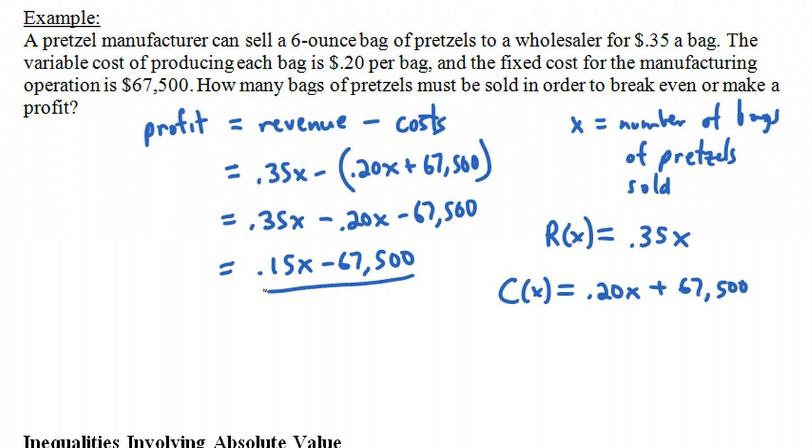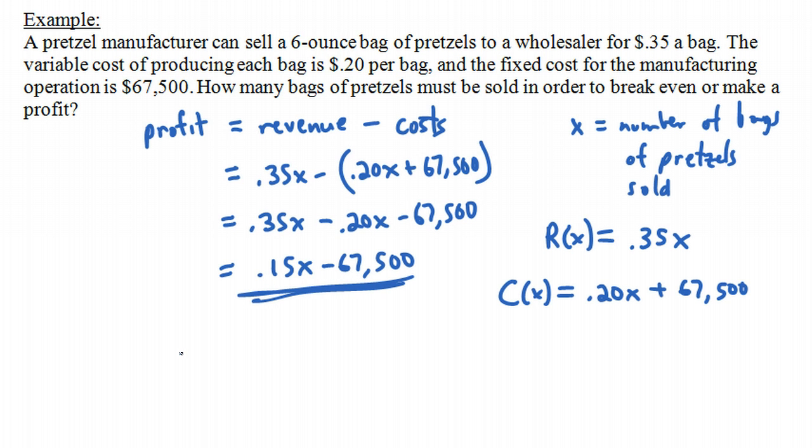Now this is the profit, and we want it to be positive. We want it to be greater than or equal to 0. So we're going to set up an inequality: 0.15x minus 67,500 is greater than or equal to 0. We want to at least break even, which would be a 0 profit, or actually get a positive profit. To solve this, we're going to add 67,500 to both sides.